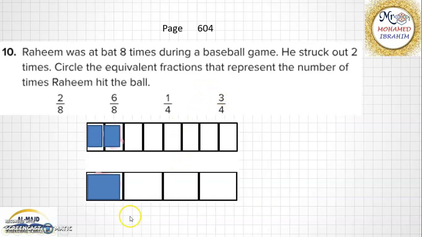3 over 4, if you draw a rectangle similar to this, and just shade or color 3 parts out of 4, it will not be equivalent to 2 over 8. So the right solution is 2 over 8 and 1 over 4. Yes, very good. 1 over 4.